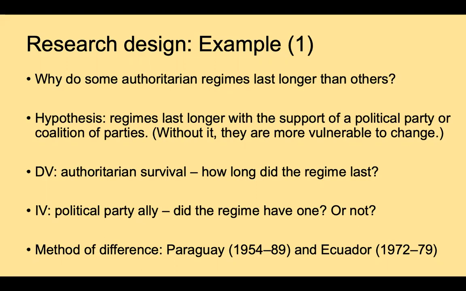The independent variable, the key variable, is political party ally. Did the regime have one or not? And when I say, did it have an ally, what I mean is, is there a political party or a coalition that publicly supports and backs the authoritarian regime? That's it. If there is, that's really important because it becomes essential for political and for legal reasons that I talked about. But it's also important because it legitimates the regime. With these questions, we can measure these variables.